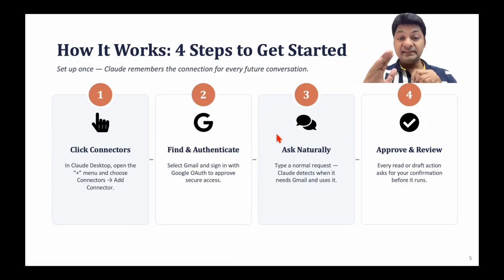Step 3, this is the fun part. You just talk to Claude normally. You don't need to activate the connector every time. Claude detects when your request needs Gmail and uses it automatically. Step 4. Every single read or draft action will ask for your confirmation before it runs. So it is always in your control. Once it is connected, it stays connected. Claude remembers it for every future conversation, so you never repeat this setup.